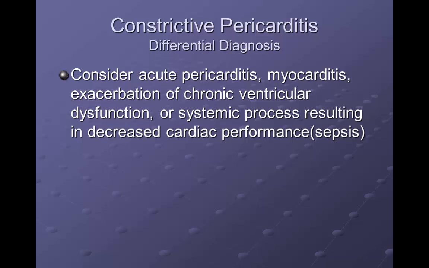Differential diagnosis: acute pericarditis as well as myocarditis, and any disease process that could decrease the cardiac performance, such as sepsis, because they have exactly the same sed rate, elevated CRP, elevated WBC.